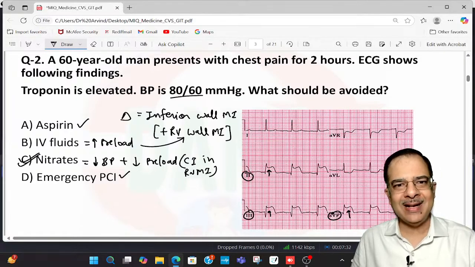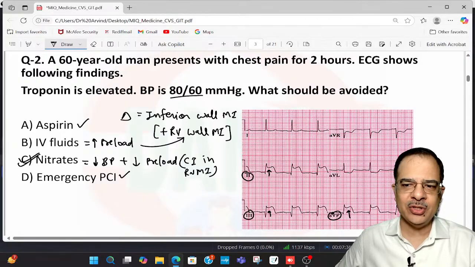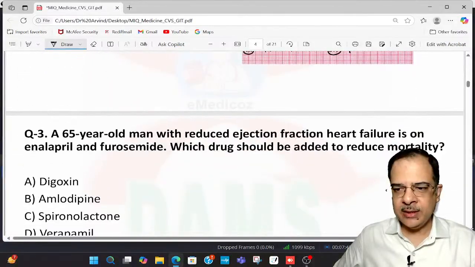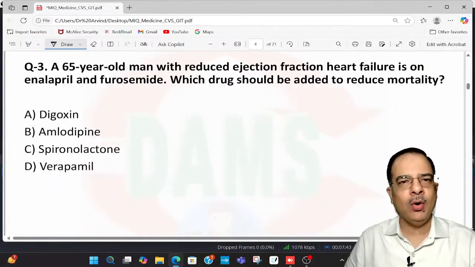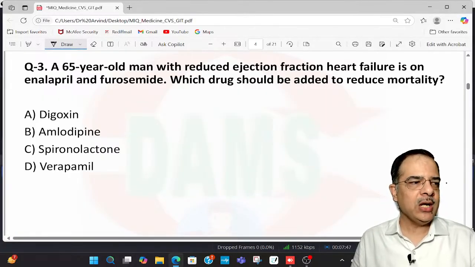And if the option was streptokinase or thrombolytics, that can also be done if the patient is in a non-PCI center. All right. So the second question, an important question, is on myocardial infarction diagnosis. Now, coming to the next one.